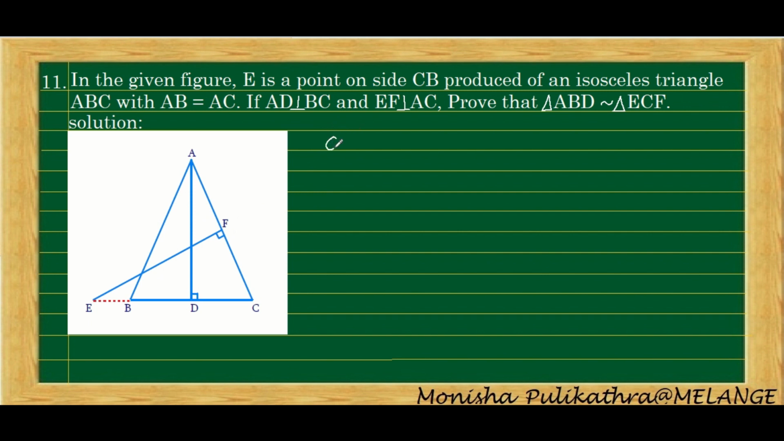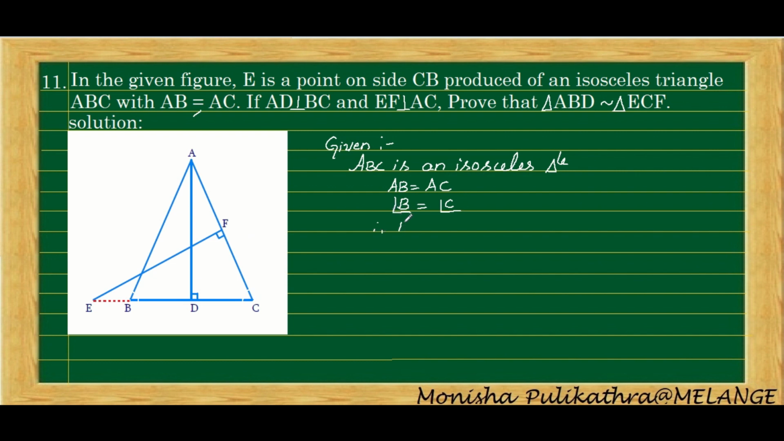First, they have already given that ABC is an isosceles triangle. Since ABC is an isosceles triangle, two sides are equal, which is already given, that is AB is equal to AC. If AB is equal to AC, these two angles will also be equal to each other. So angle B will be equal to angle C. If angle B is equal to angle C, then angle ABD will also be equal to angle ECF. Why? Because the base angles are B and C.